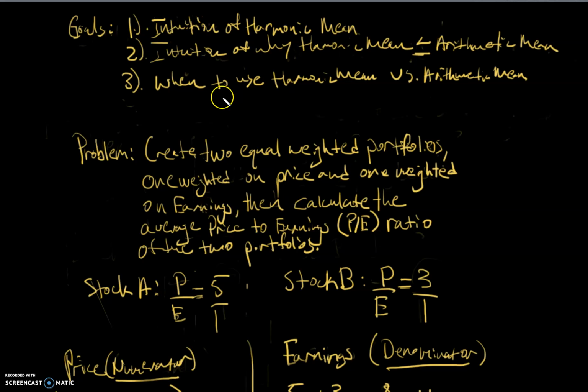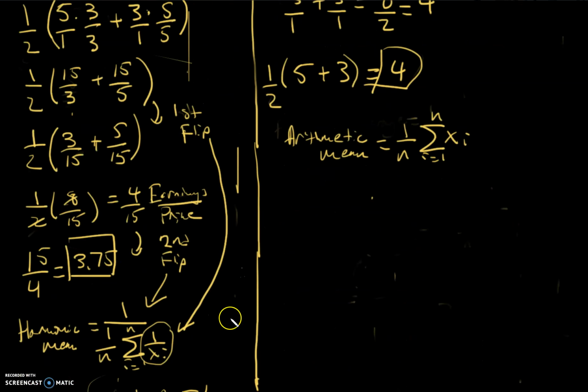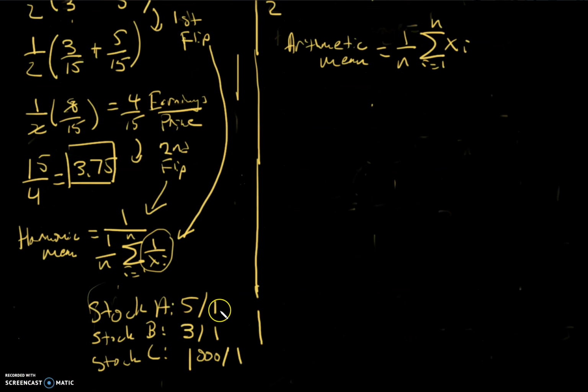So let's talk about when to use the harmonic mean versus the arithmetic mean. This would actually be one of the use cases for using the harmonic mean, when you have some outliers in your data that you want to control for. In this case, the harmonic mean would look pretty reasonable, whereas if you use the arithmetic mean, stock C will have an unusually large effect on the overall average.